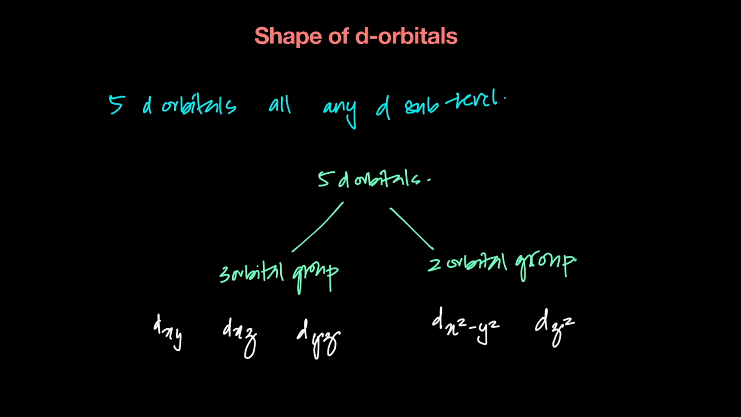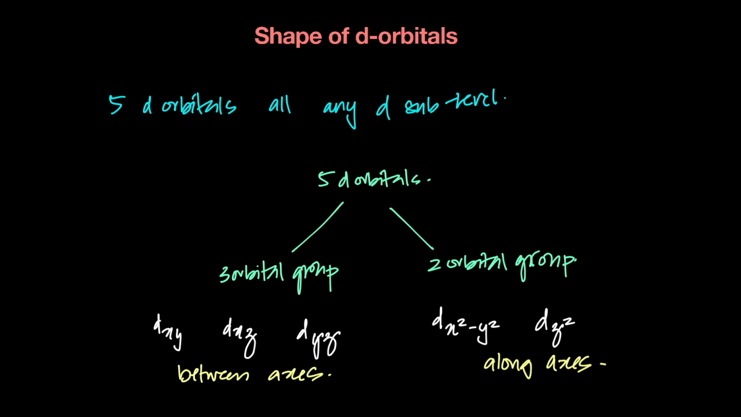Before I show you the shapes, one way to recognize which orbitals are the 3 orbital group is basically their space, or the occupants of space in relation to the axes. The 3 orbitals in the 3 orbital group are all orbitals that lie between the axes. And the 2 orbital group are those orbitals that lie along the axes. And when I show that to you, you can recognize, and I'll explain that also. But let me just show that to you.